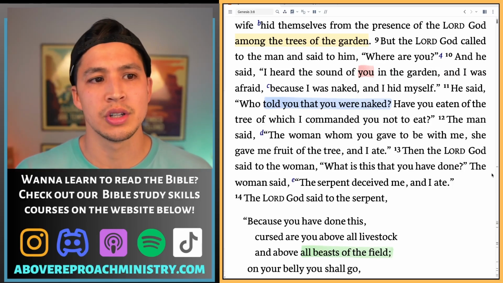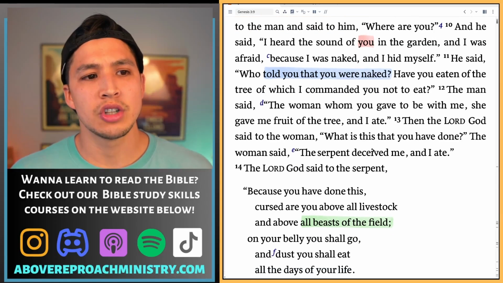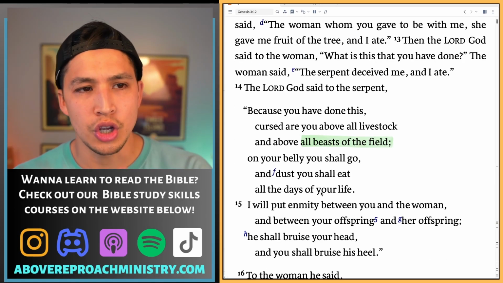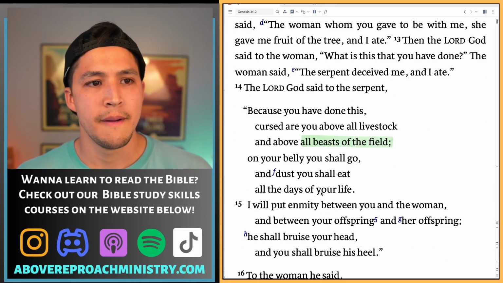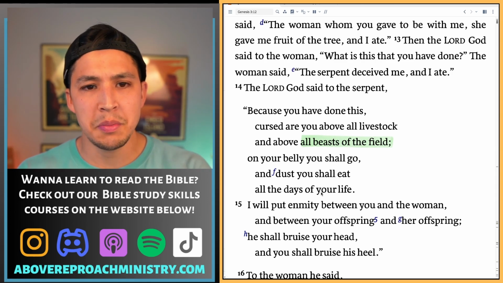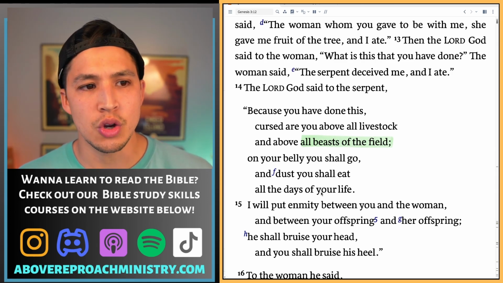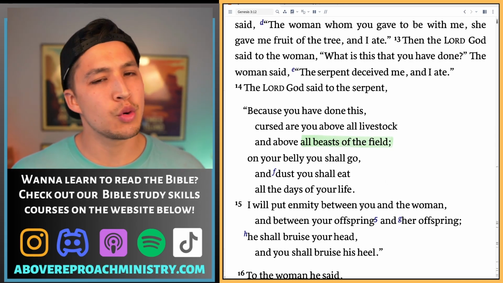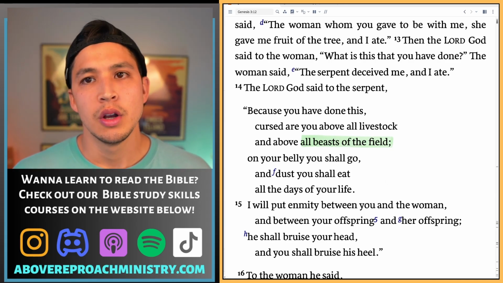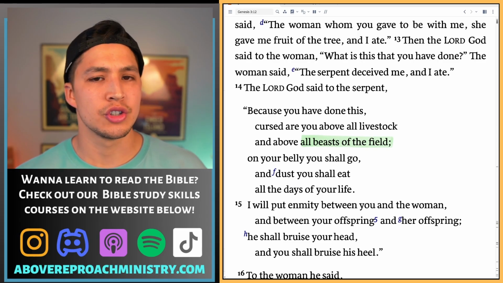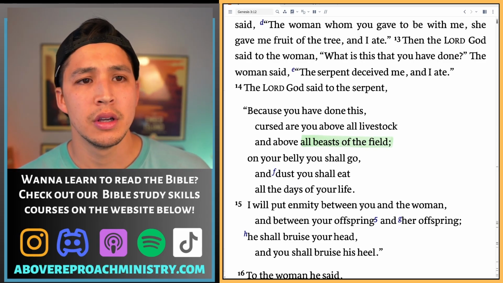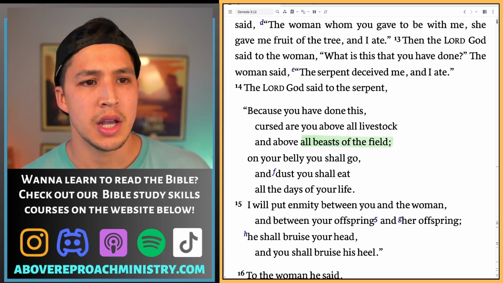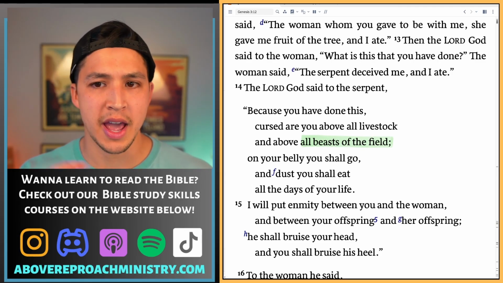Here's the last verse. The Lord God said to the serpent, "Because you have done this, cursed are you above all livestock, above all beasts of the field. On your belly you shall go, and dust you shall eat all the days of your life." Five questions about verse 14. Why doesn't God ask a question to the serpent like he did to Adam and Eve? Why did he just accuse and curse the serpent? And what does that reveal about the difference between the serpent and Adam and Eve?